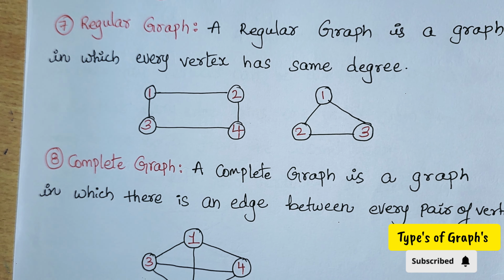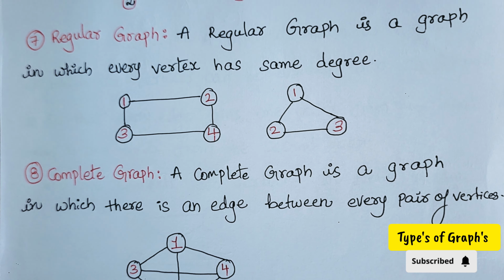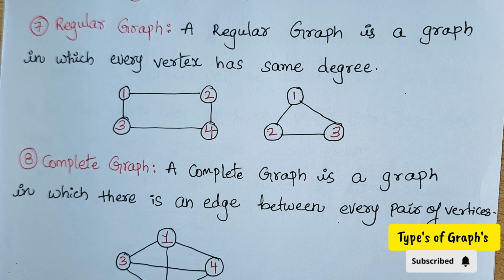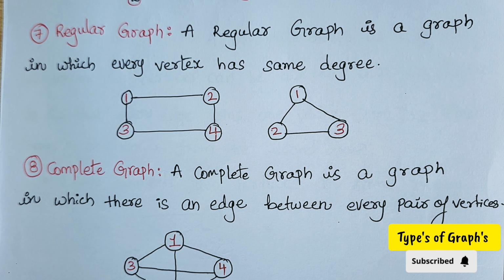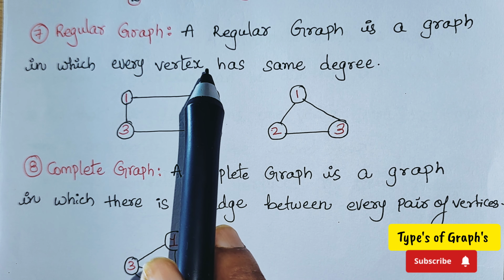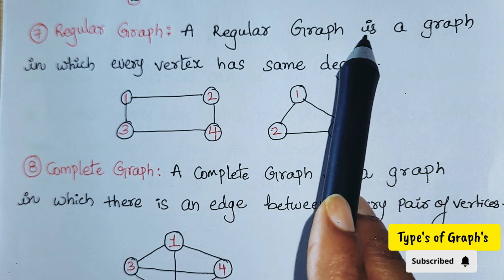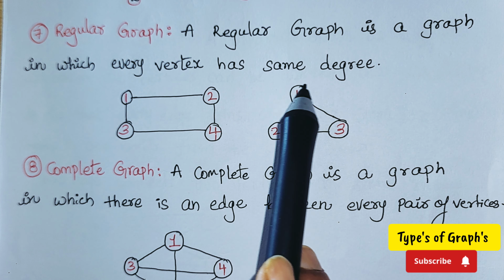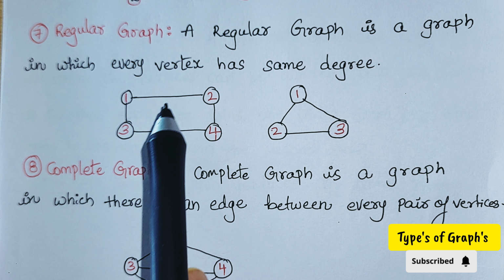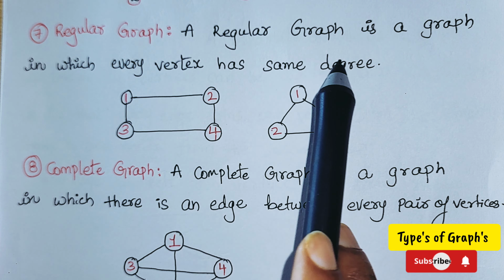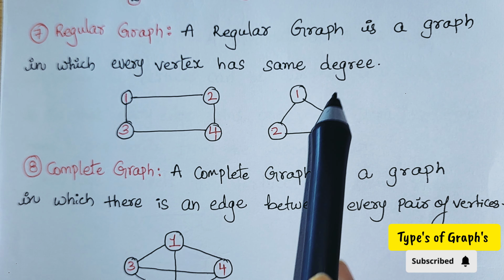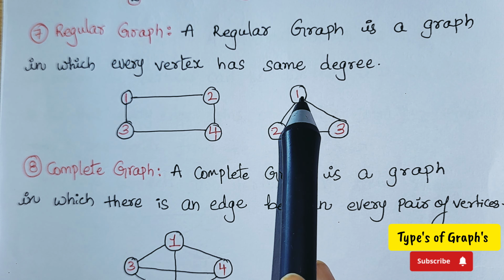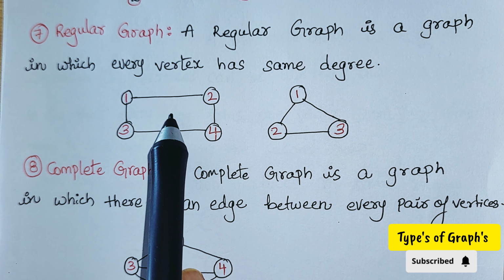Okay, so the seventh one on the screen is called a regular graph. Very important, friends, this graph is very important. So what is meant by regular graph? A regular graph is a graph in which every vertex has the same degree. Now this is an example of a regular graph. Every vertex has the same degree.